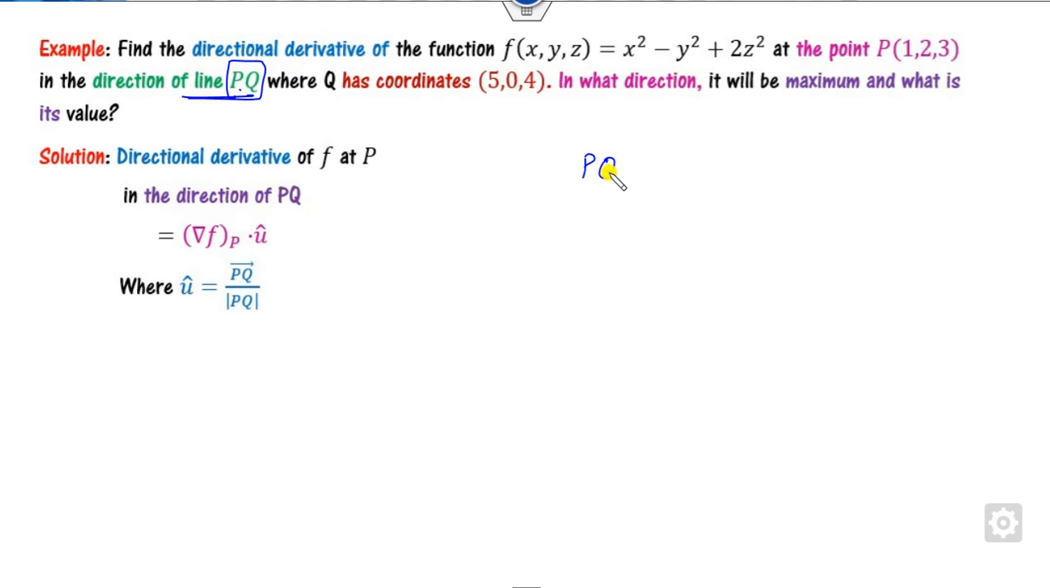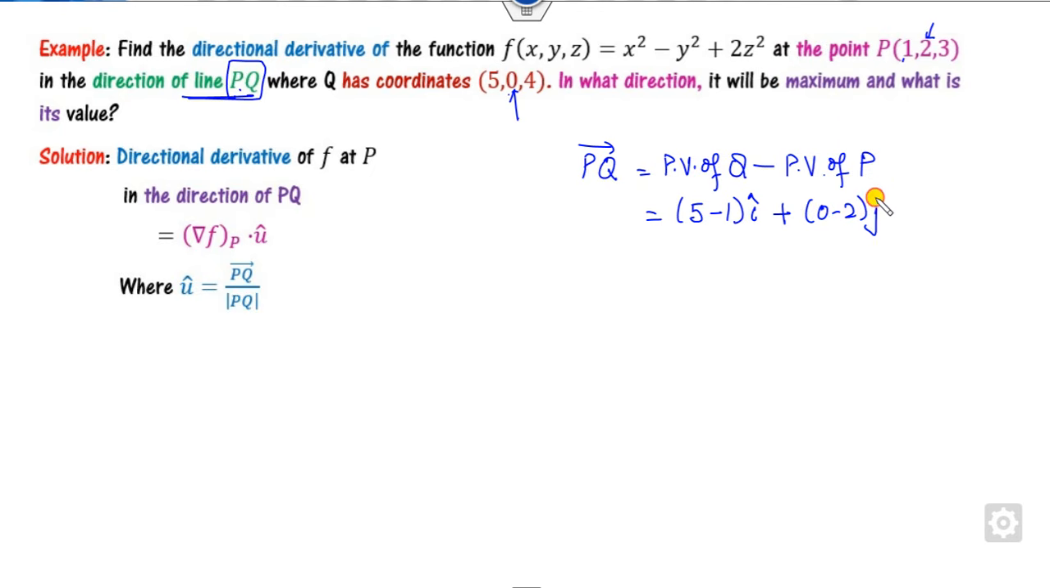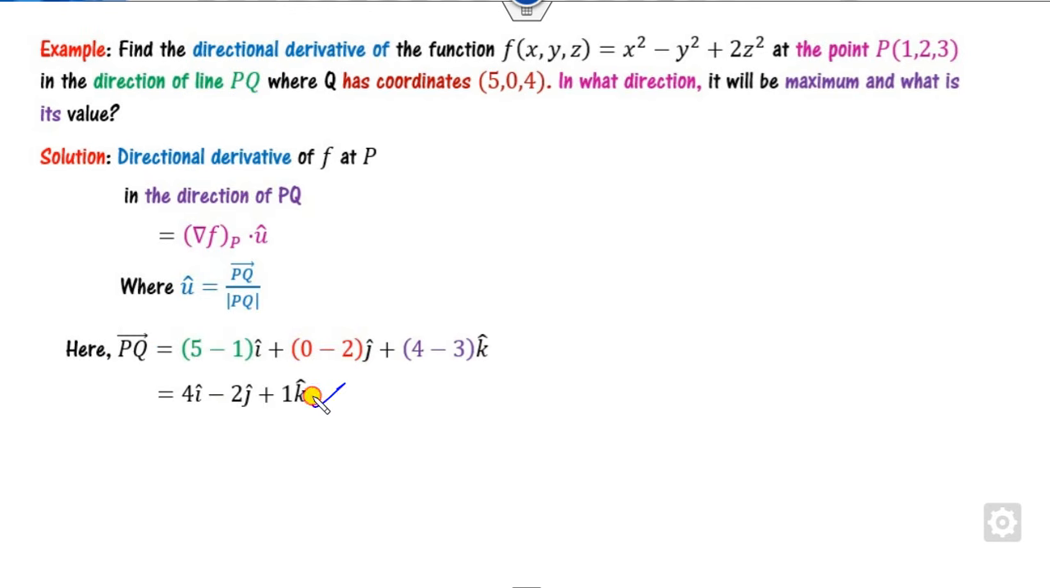How can you find the PQ vector? We all know that this is the position vector of Q minus the position vector of P, or you can say the direction ratio. So what is that? The first coordinate, plus the y coordinate, 0 minus 2, and the third one is 4 minus 3 of k cap. Now once you know this, can you find the value of u cap? This is 4i cap minus 2j cap plus 1 of k cap divided by root of 16 plus 4 plus 1, that is root 21.